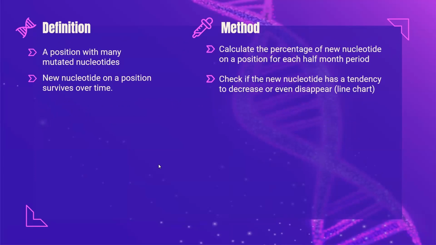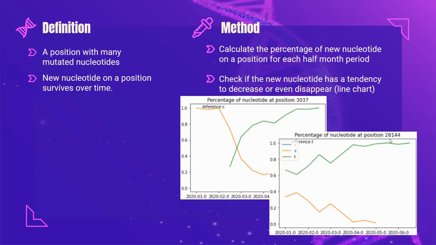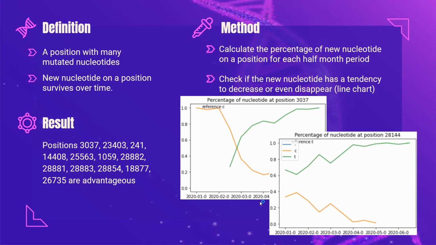Next, I check if the new nucleotide on each position decreases or even disappears over time, and I use a line chart to represent the percentage of nucleotides over each half-month period. In this graph, you can see that on position 3037, the new nucleotide T increases over time, so this is an advantageous position for mutation. However, in this example, which is position 28144, the new nucleotide C decreases over time and disappeared in May 2020, so this may not be an advantageous position. After checking each of the 20 positions, the final result is printed on the left.